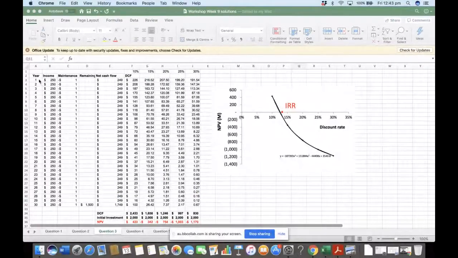From year 1 to year 30, we have the income generated over here, 250 million, right? So this is all positive cash flow. Then we have our negative cash flow, which is 1 million each year for maintaining the car park. And at the end of 30 years, we have a salvage value of 1.5 billion. So we first find the net cash flow, just this minus this, or just this plus this if you're already putting a negative sign.